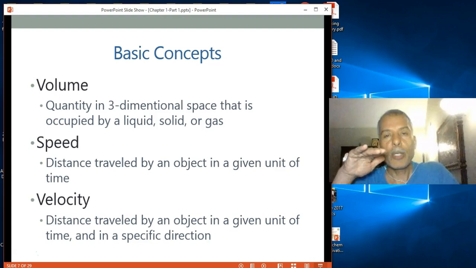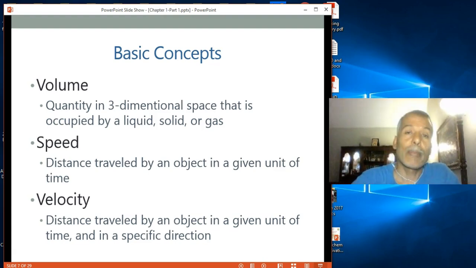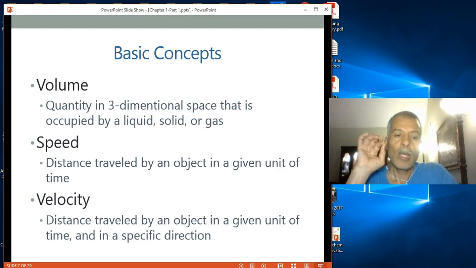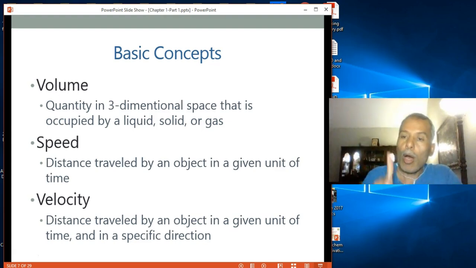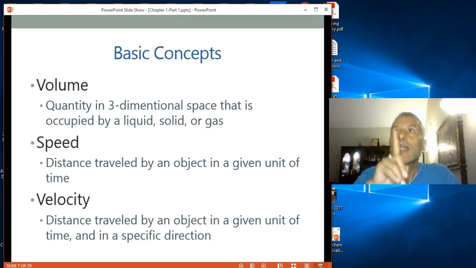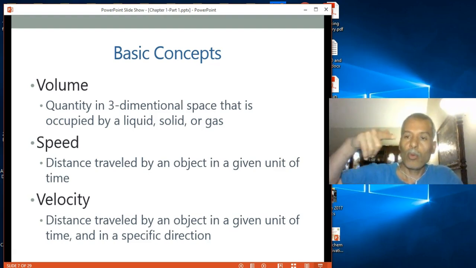So again, whenever you speak about speed, you have to give me the distance that is traveled by an object in a given unit of time. Velocity is similar. However, in velocity, there's a direction. The distance traveled by an object in a given unit of time, just like speed, in a specific direction. So, for example, a rocket, as it is launched, goes up and covers a certain number of miles per second or per hour, in a given direction, going up for example, or going horizontally.